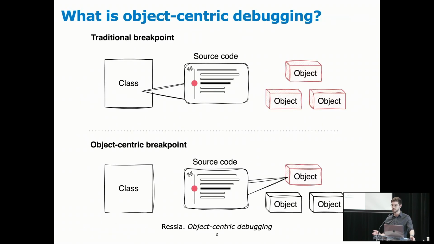So first, what is object-centric debugging? In the literature, it's an approach that describes a few amounts of object-centric breakpoints. Object-centric breakpoints are breakpoints that you apply in the source code of an object. And those kind of breakpoints only affect one object in your system. It is opposed to the traditional breakpoints, which are applied in the source code of a class and that affects all instances of that given class.